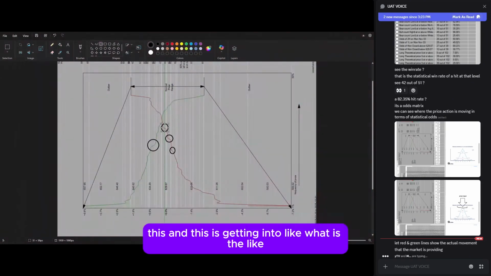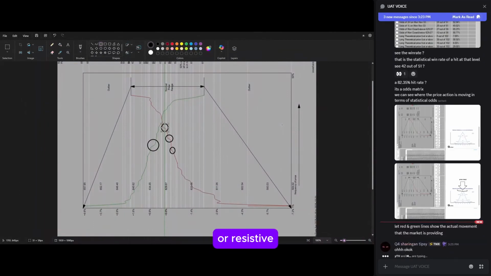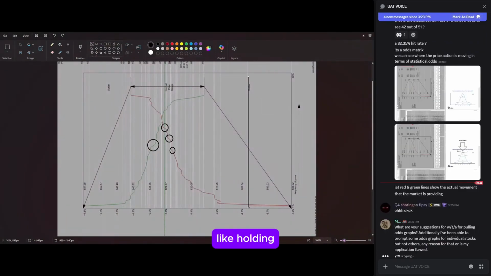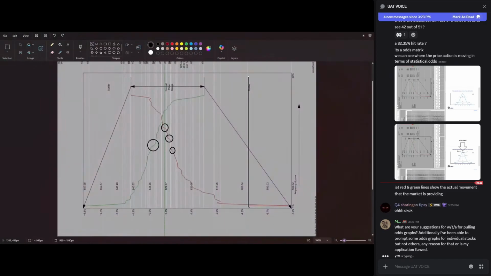This is getting into the meaning of how we use these lines and stuff. We are looking for these irregularities in the distribution because these provide supportive or resistive structures. Russell is also showing the odds graph, win rate, and the long and short theoreticals, which let us say what the win rate is of whether this level holds up. Holding strong as a support, we can define quantitatively as a win rate because we have a sample of data and we're modeling this distribution.